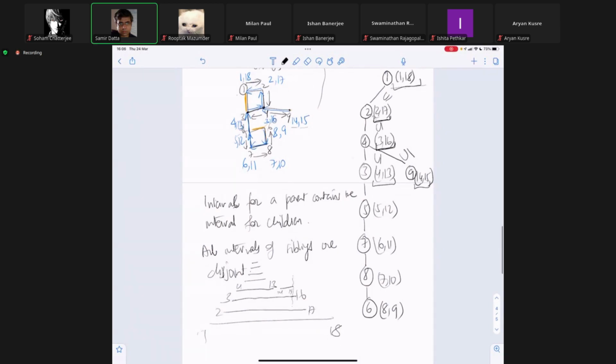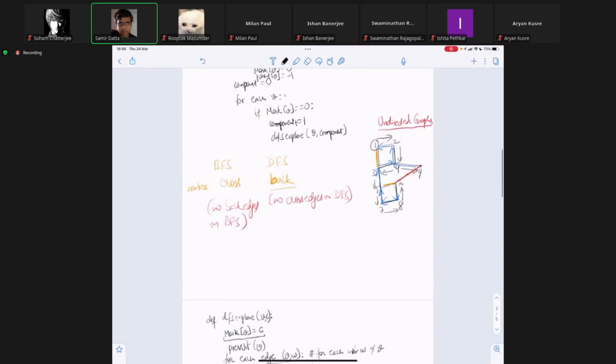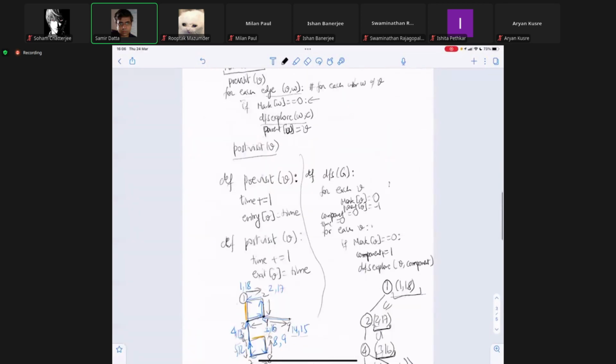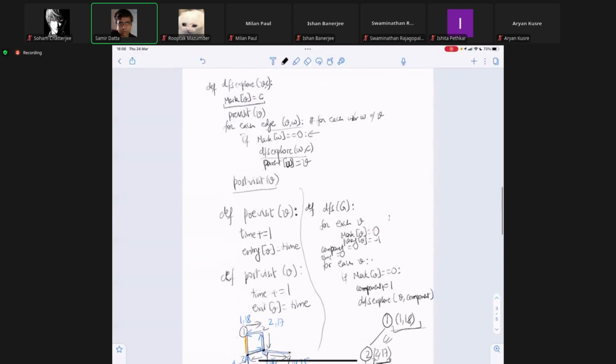Now, remember we said that this was in undirected graphs. In directed graphs, what would happen? If you ran this procedure on directed graphs, what would happen?